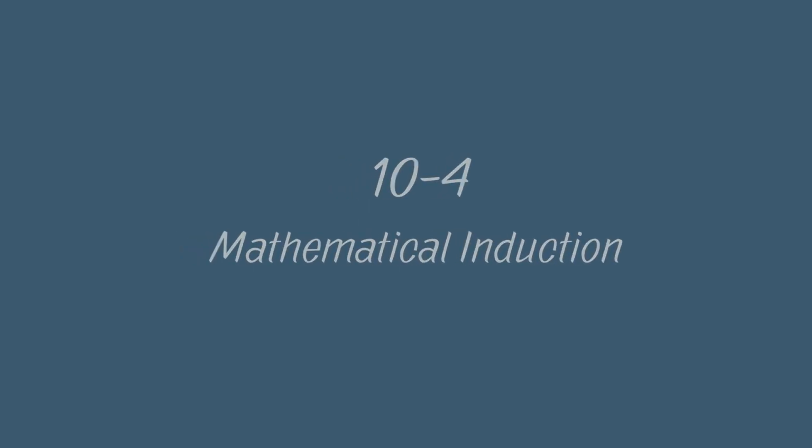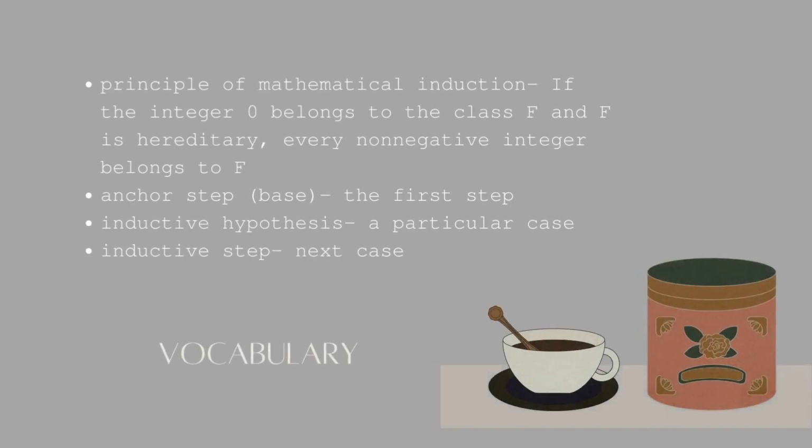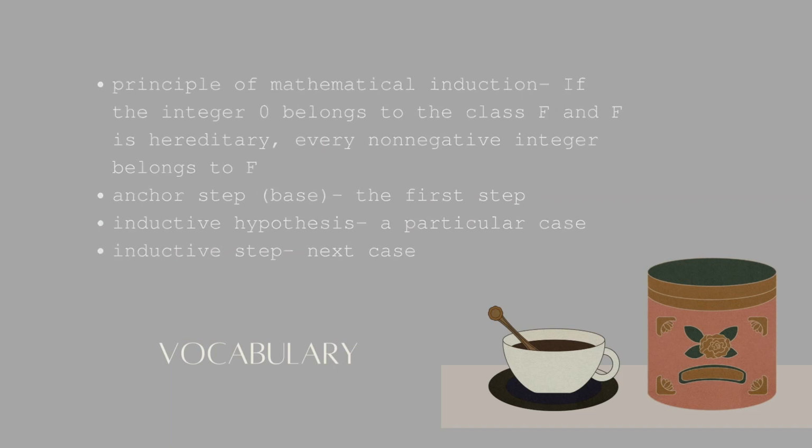Mathematical induction. The principle of mathematical induction is: if the integer 0 belongs to the class f, and f is hereditary, then every non-negative integer belongs to f. So it's like a category system. The base case, the inductive hypothesis, and the inductive step are the first step, the particular case, and the next case.